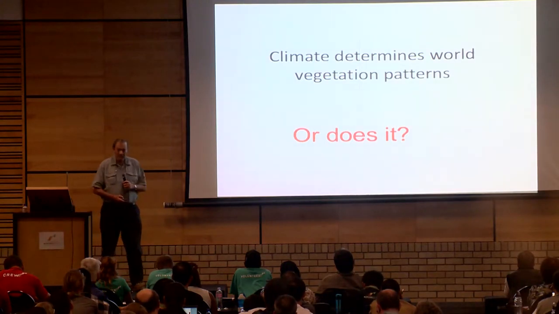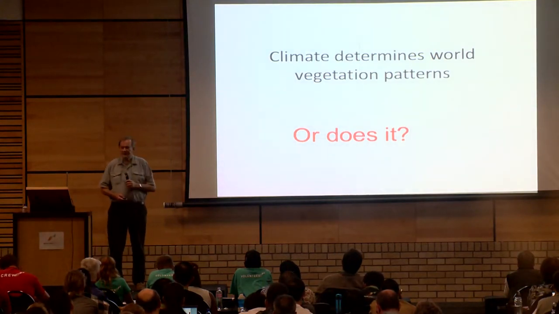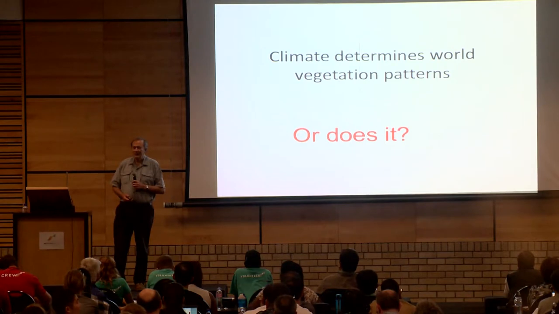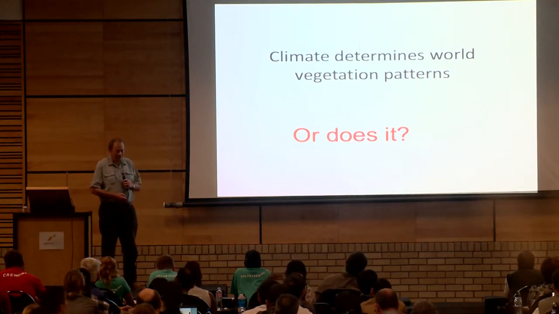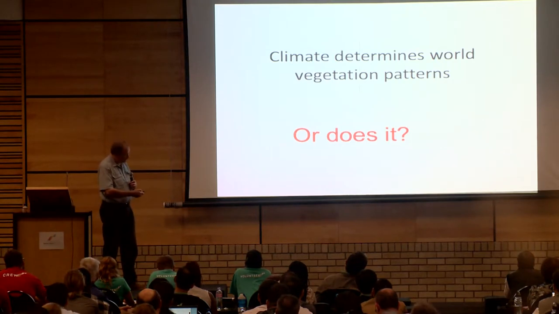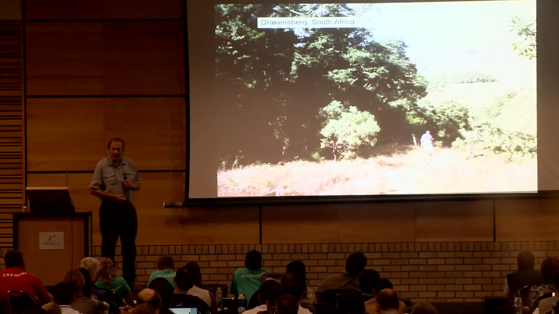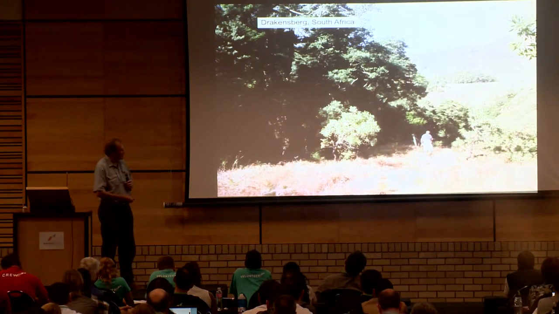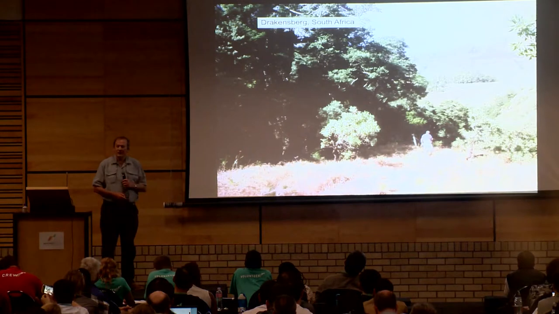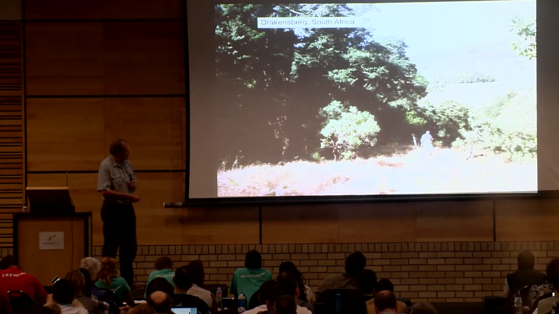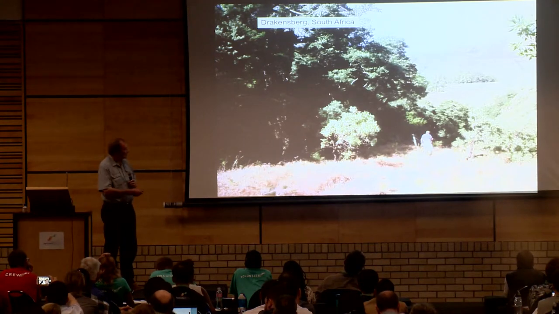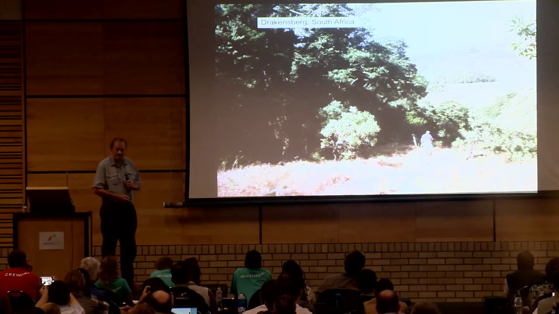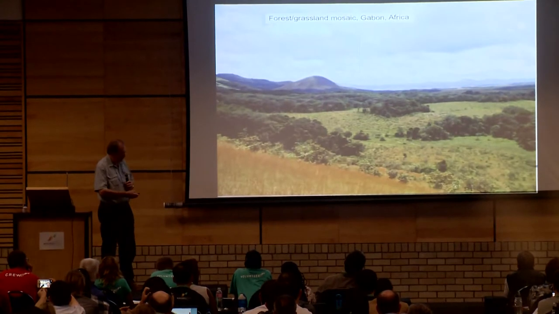Well, we all know that climate determines world vegetation, but does it? It's a hypothesis, and we shouldn't get too blinded by old hypotheses. We should give them a kick every now and again. And the trouble in Africa is you find scenes like this again and again, where in the same climate, you have utterly different vegetation types, with utterly different plants and animals and insects compared to the forest over there. And you find this all over the tropics.